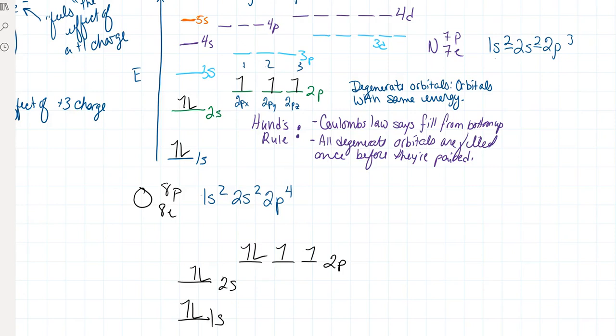And this kind of led to a really big deal because it helped us start to figure out some periodic properties and how our electron configurations led to the periodic table and its current setup. And that's what we'll take a look at in our next video.